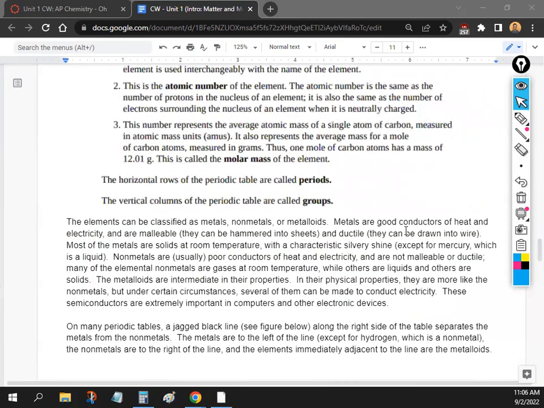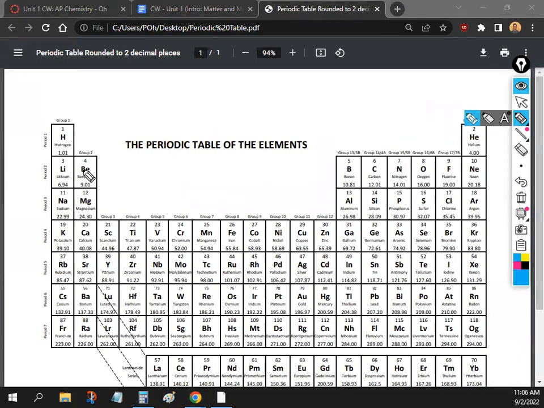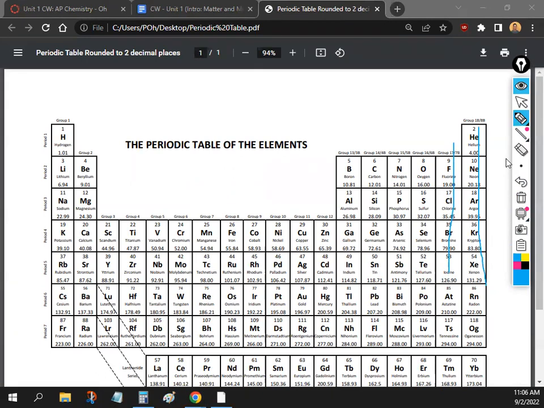Okay, horizontal one, the rows on the periodic table. So when we look at the periodic table, the rows, these are called periods as they go side to side. And then up and down, these are called groups. We're going to talk more about why those are important because they have relationships going across and down. But just keep in mind that if somebody says period, referring to the periodic table, they're talking about the rows, and then groups go up and down.